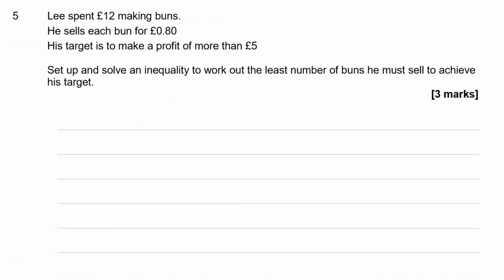Question 5. Lee spent £12 making buns. He sells each bun for 80p. His target is to make a profit of more than £5. Set up and solve an inequality to work out the least number of buns he needs to sell to achieve his target.